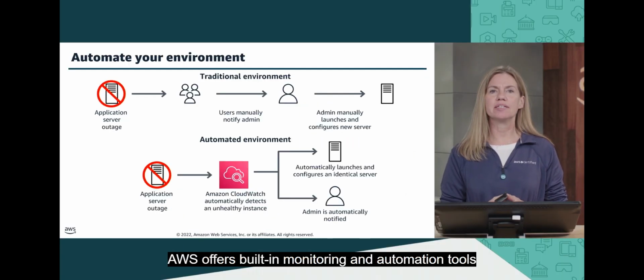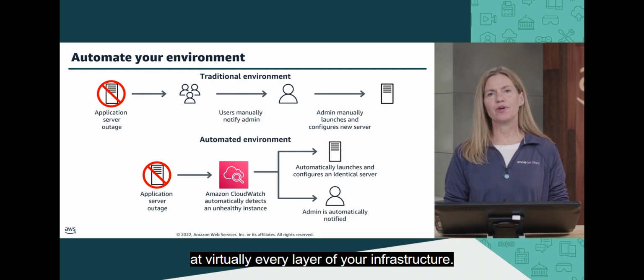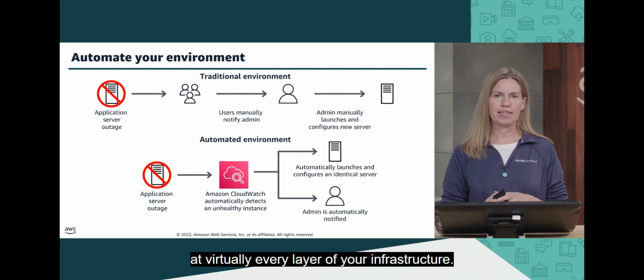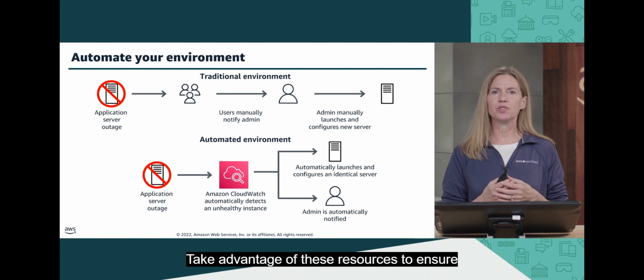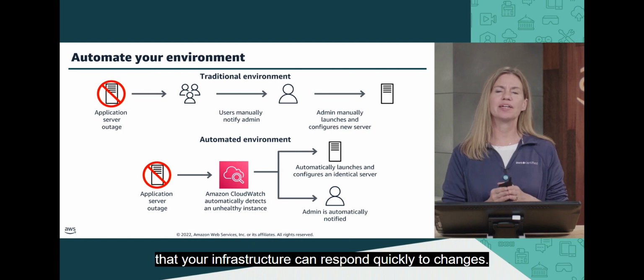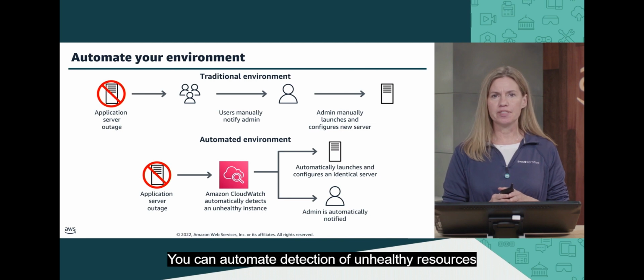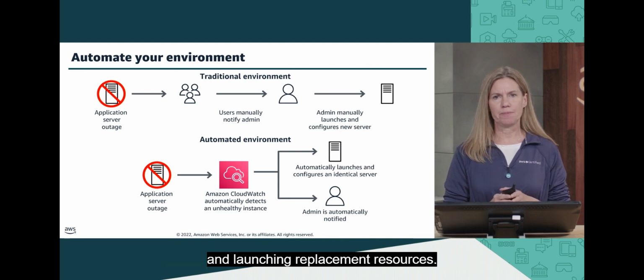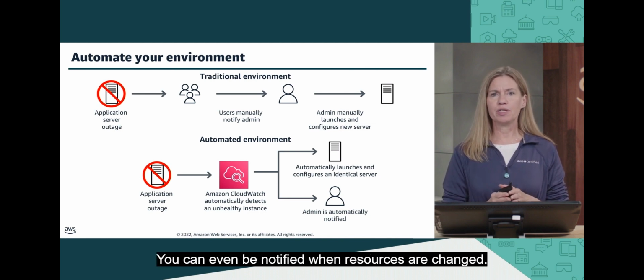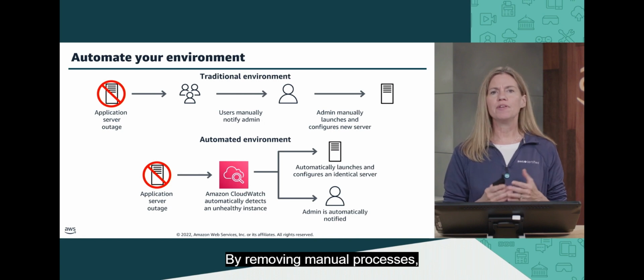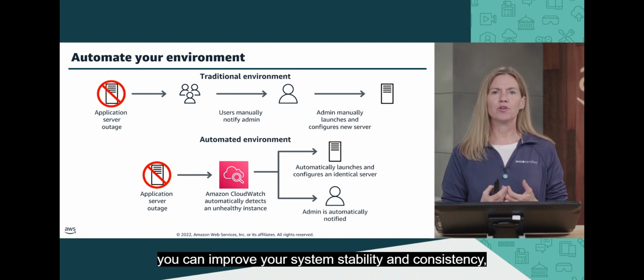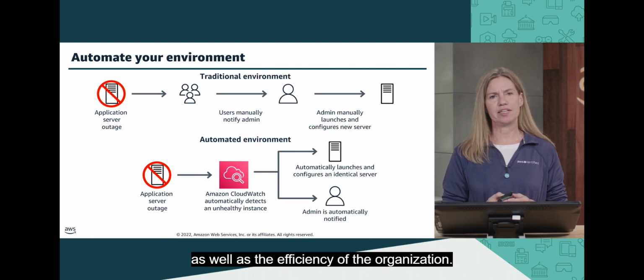AWS offers built-in monitoring and automation tools at virtually every layer of your infrastructure. Take advantage of these resources to ensure that your infrastructure can respond quickly to changes. You can automate detection of unhealthy resources and launching replacement resources. You can even be notified when resources are changed. By removing manual processes, you can improve your system's stability and consistency, as well as the efficiency of the organization.